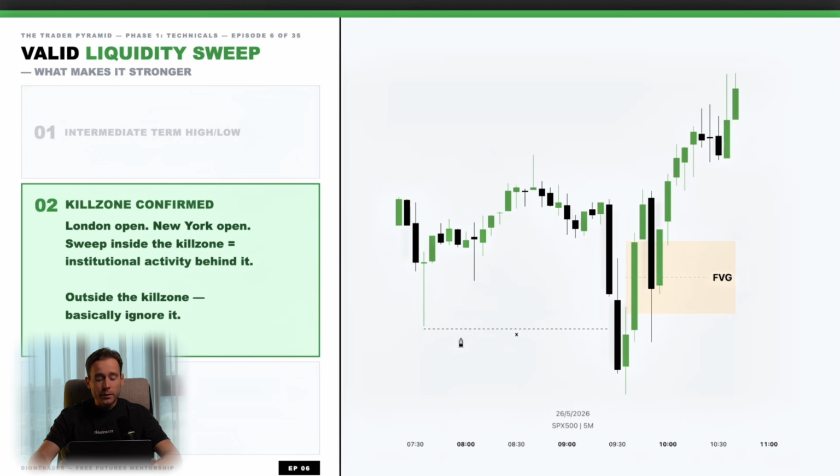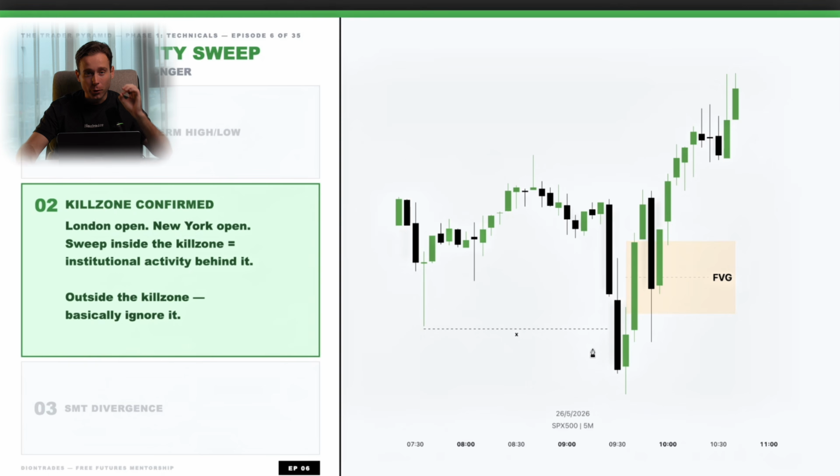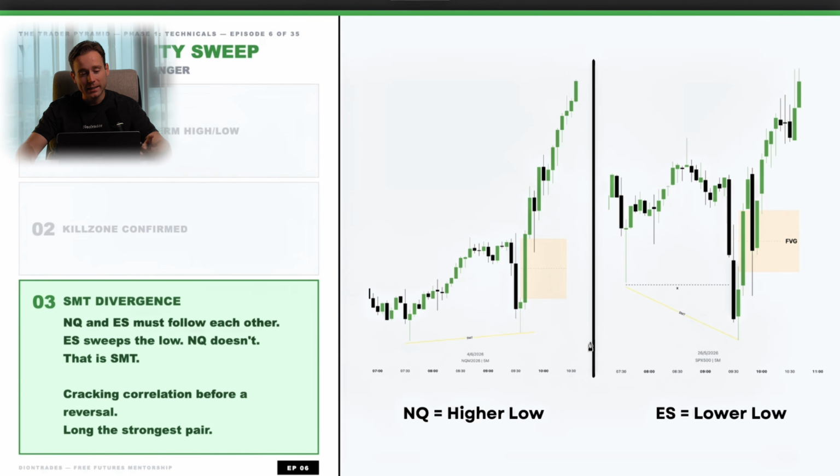And together with the intermediate term lows, the liquidity sweep should happen inside a kill zone, ideally for futures in the New York Open, 9:30 a.m. EST. Because if you have a liquidity sweep during the New York Open, you know that the big money is involved and a big move is going to come. And the third pillar that makes it strong is the SMT Divergence.